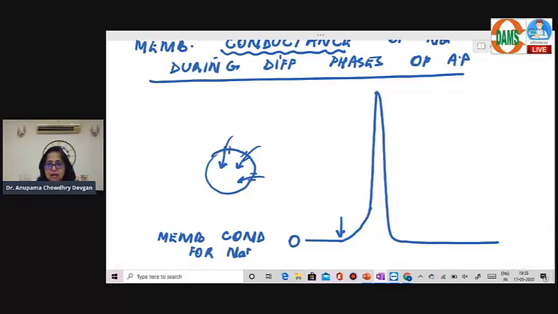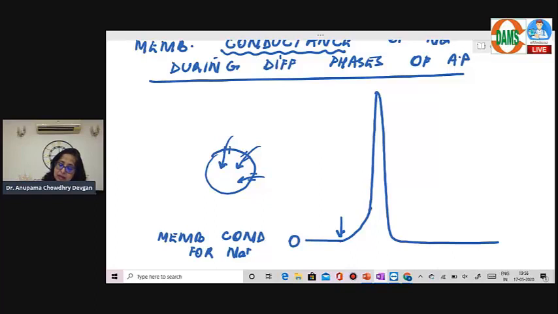This is the graph for the membrane conductance for sodium. Please understand, as a result of changes in conductance, there is going to be a change in potential. Changes in membrane conductance for sodium will result in a change in potential.